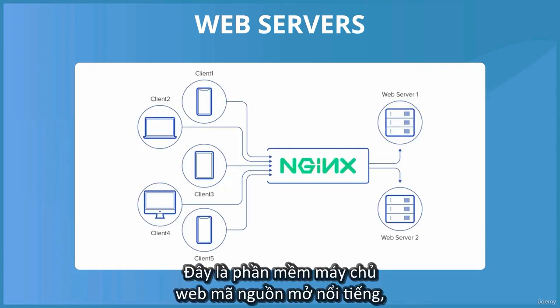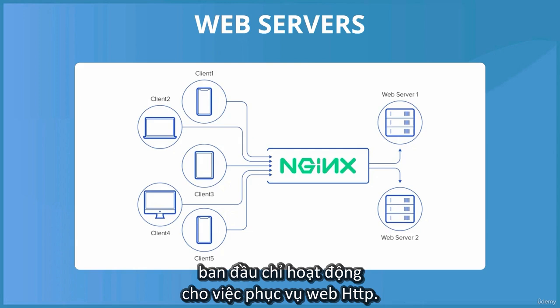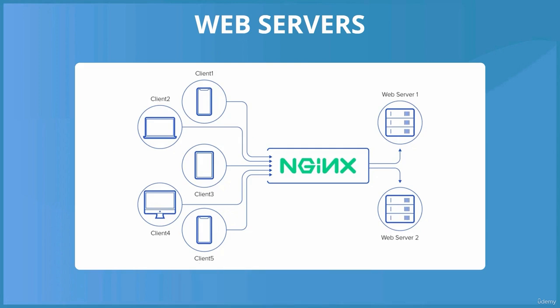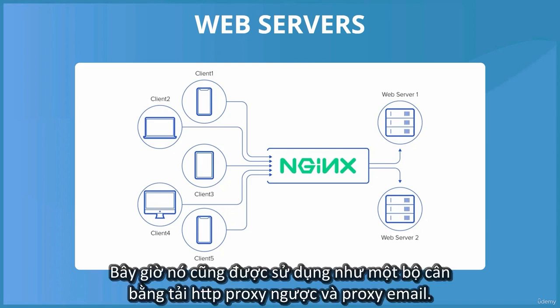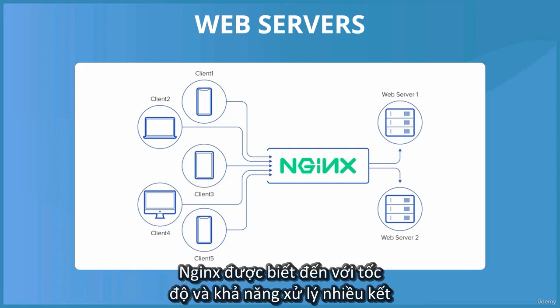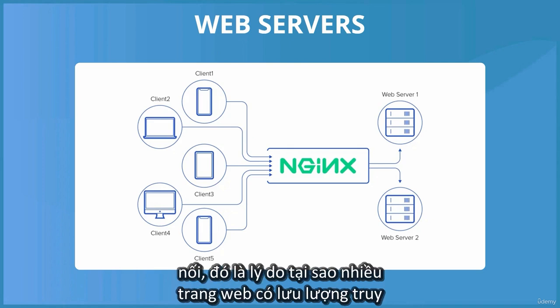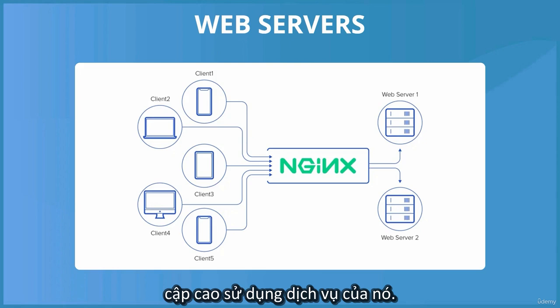Nginx. This is a famous open-source web server software that initially only functioned for HTTP web serving. It's now also used as a reverse proxy, HTTP load balancer, and email proxy. Nginx is known for its speed and ability to handle multiple connections, which is why many high-traffic websites use its services.